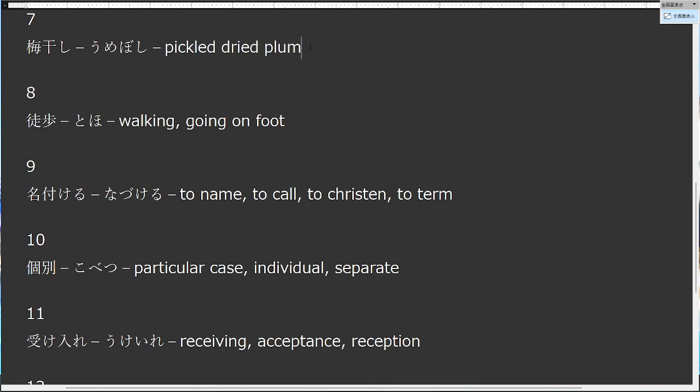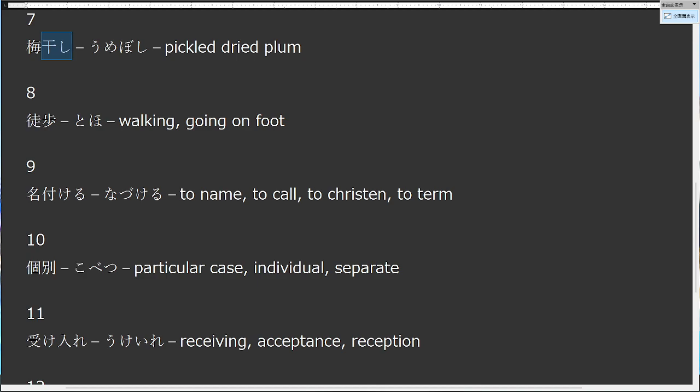Number 7 is my favorite food in Japanese, a pickled dried plum. They're extremely sour and salty dried plums, usually in a salt brine or a vinegar brine. Ume on the left side is our kanji for plums, and boshi on the right side is our kanji for drying. So this is literally dried plums. Umeboshi are dried pickled plums.